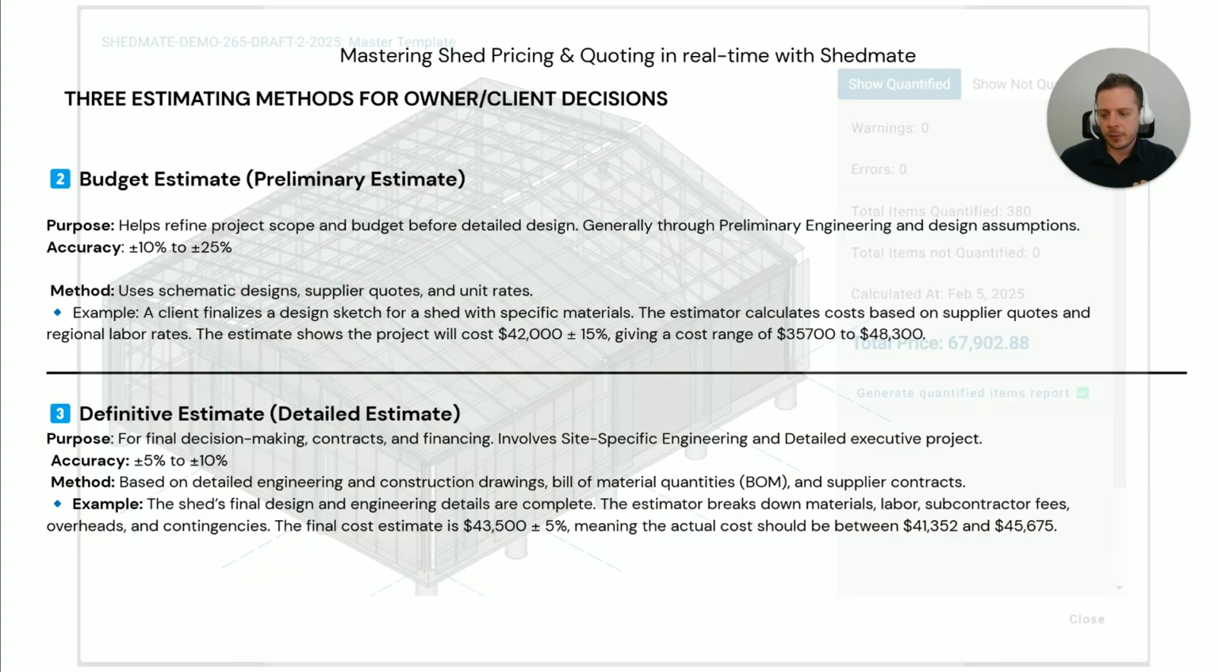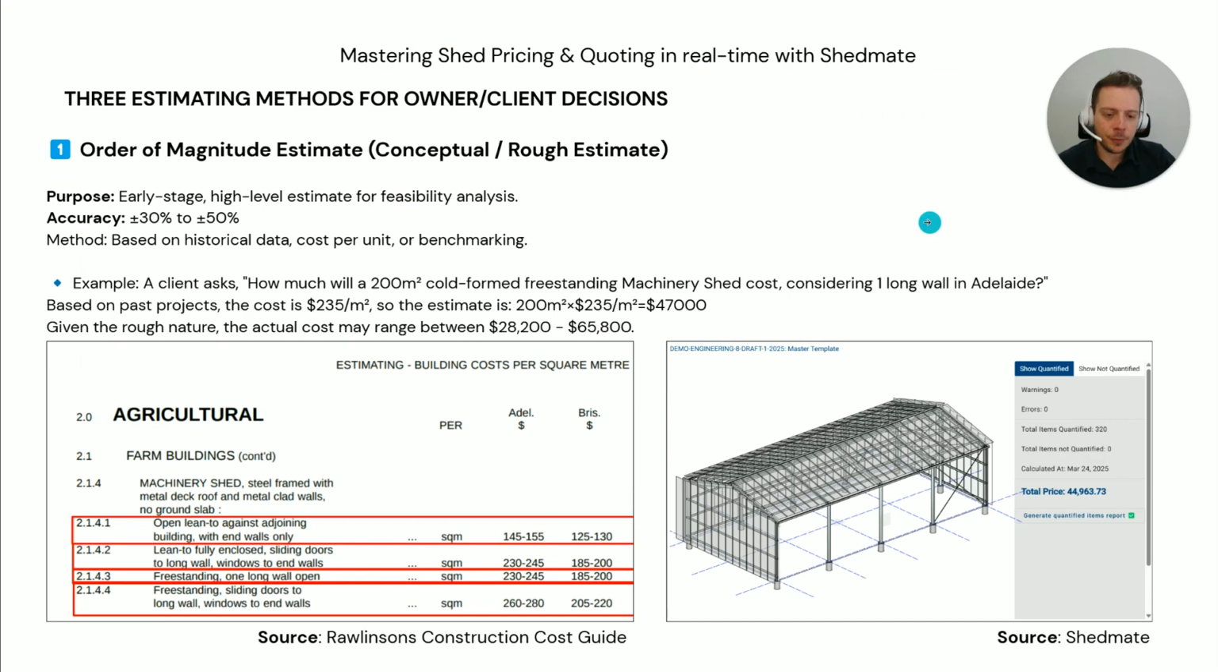And then the last one is the definitive estimate. This is generally when we involve site-specific engineering and detailed executive projects. You already have construction and detailed engineering drawings that will help you extract bill of material quantities and supplier contracts. And now, using the same example, we are around $43,500, plus or minus 5%. That would be 41 to 45. So if you go back to the one that we just designed, the total price would be 44.